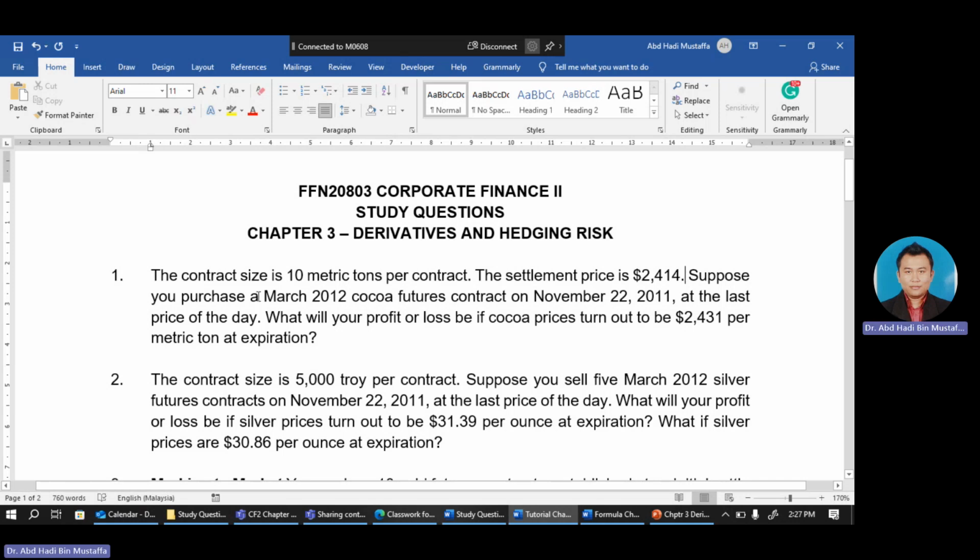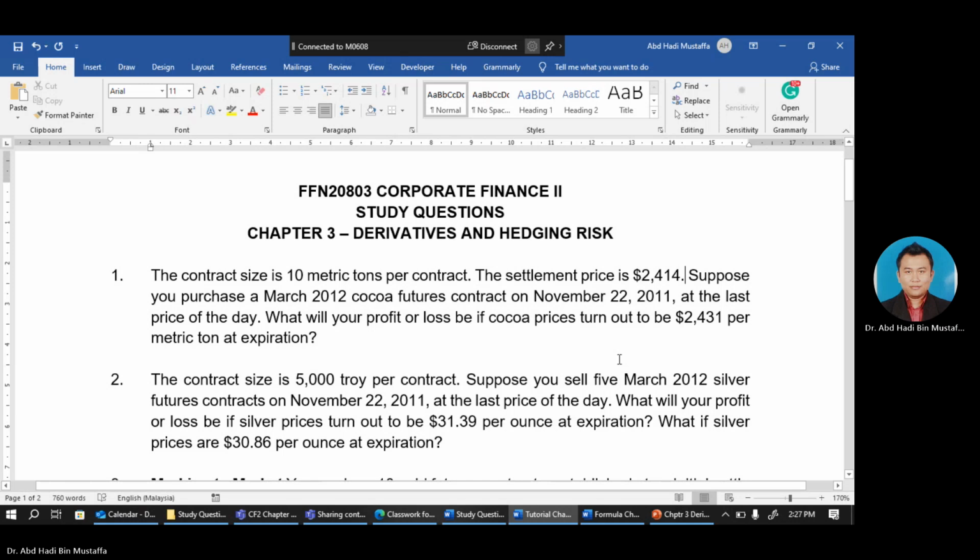Suppose you buy in March 2012 a cocoa futures contract on November 22, 2011, at the last price of the day. What will be the profit or loss if cocoa prices turn out to be 2431? Apabila expired, berapa dia punya profit when the expiration price is 2431.